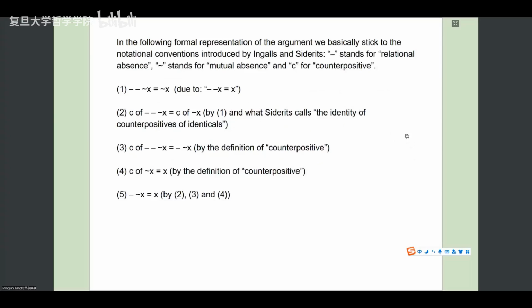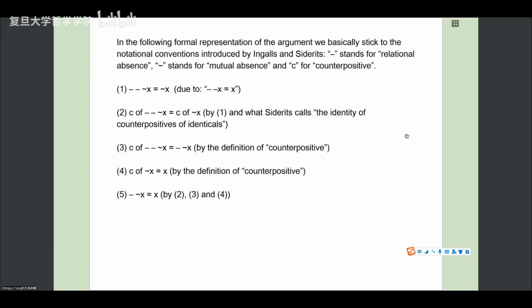So in the following formal representation of the argument, we basically stick to the notational conventions introduced by Ingalls and Sideritz. The dash means relational absence, the tilde means mutual absence, and C means counterpositive. So first line, Maturanata says, absence of difference from x is difference from x. And he says this is true because he accepts also absence of x is x. This is problematic, as we have said already, but it's unproblematic if x is also a property term. We had this reduction with AA2. And here we have the absence of the difference from an x is the difference from an x. So this is okay. Because now, after the two absences, we get a difference. It's a property term. So line one is okay, actually.